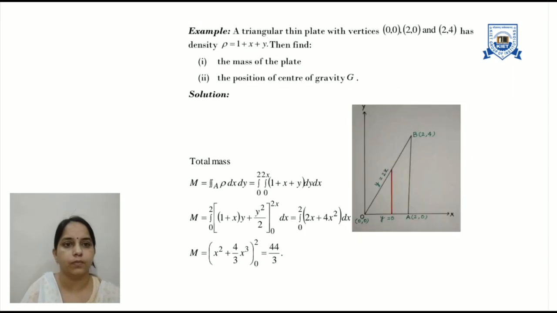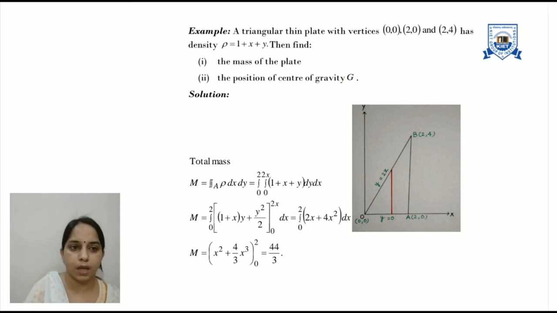In this question we have a triangular thin plate that has its vertices at (0,0), (2,0) and (2,4) and has variable density ρ equals 1 plus x plus y. We are to calculate the mass of this plate and the position of center of gravity. So this is a thin plate, so the mass will be density into area, that is, m equals double integration ρ dx dy, and ρ is 1 plus x plus y.